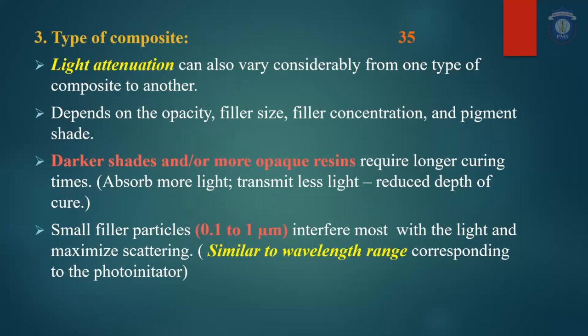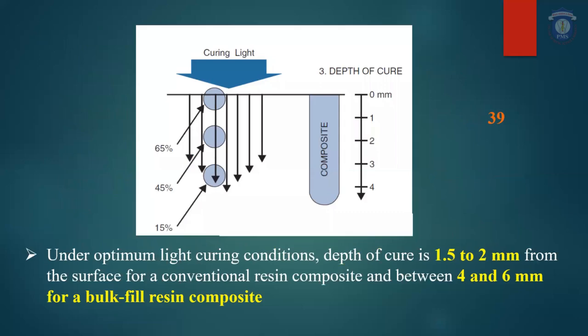Next factor determining the depth of cure, or degree of conversion rather, is type of composite. As I mentioned before, there cannot be a standardization for all types of composites. For example, darker shade composites or composites having more opaque components will require longer curing time because they absorb more light and transmit less light. So the depth of cure will be very small. And also, small filler particles will interfere with light and they will maximize scattering. So in such situations, we'll have to modify the light curing.